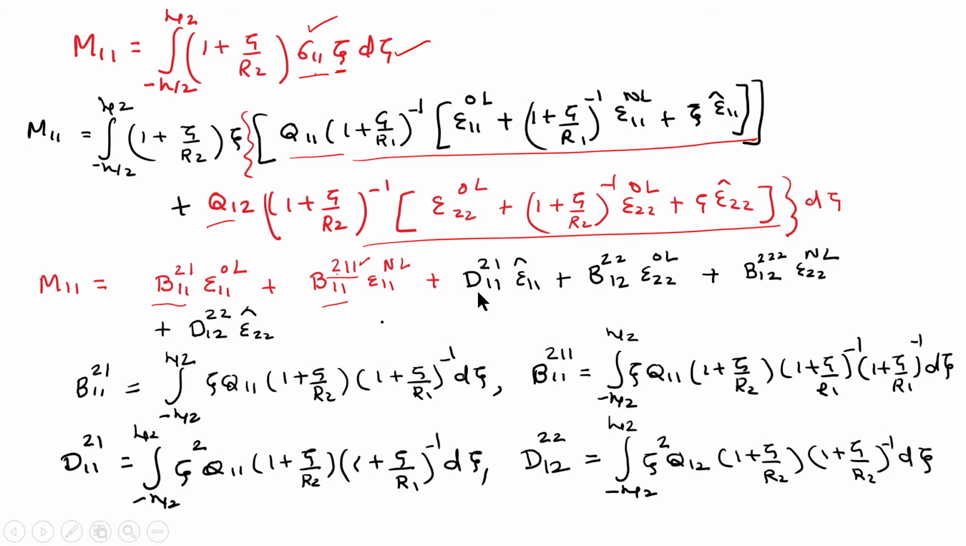and this term will be, because of zeta square. Whenever a zeta square comes up, we denote it as D, the bending stiffness. So, D11 21 epsilon hat 11. In the same way, the contribution of the Q12 terms: B12 epsilon 22, 22, then 222 B12 in the case of the nonlinear contribution, then the bending contribution D12 22. So, now we can define B1121, B11211, D121 and so on.